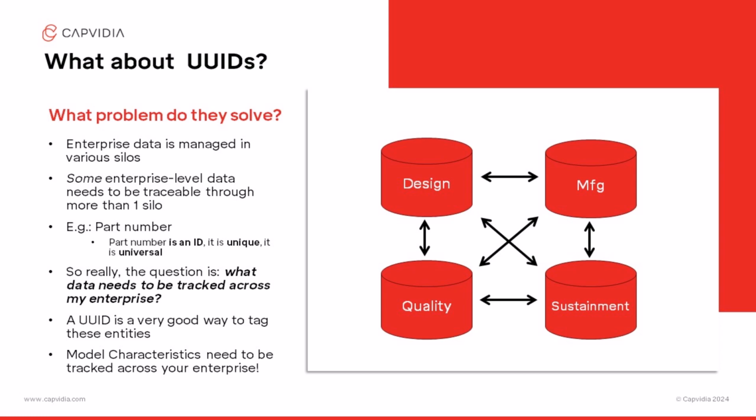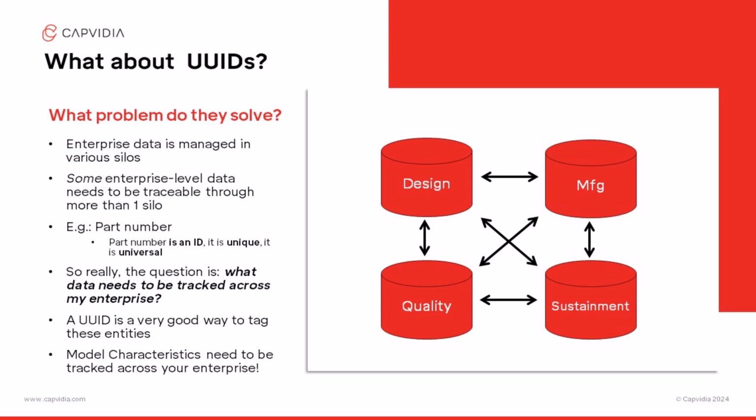A part number's home might be a PLM system, but you can reference it throughout many different domains, and that means something. That's a form of an ID within your organization. It's a unique ID, and it's universal within the context in which it matters, which is your organization. So that's an example of a piece of data that you do want to track throughout your enterprise.